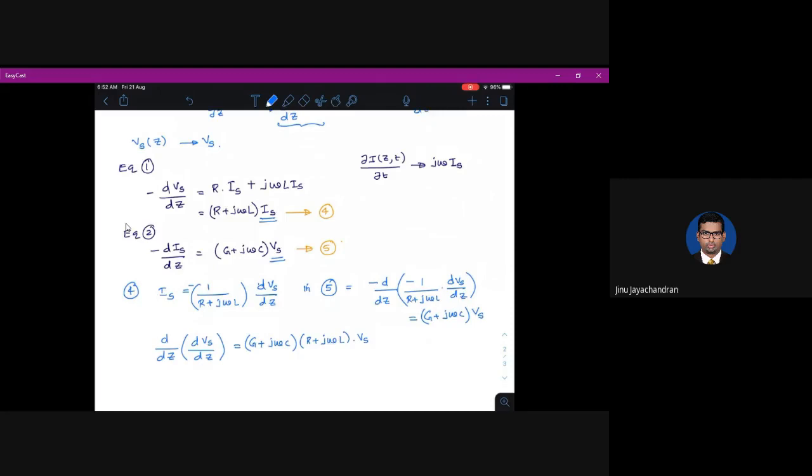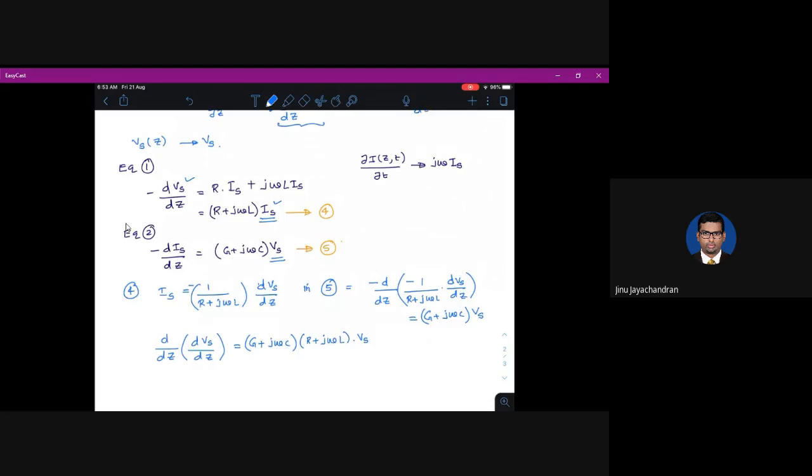Okay, so let me explain it again. In this equation, you have Is and Vs. Our main aim is to have an equation only in terms of either Is or Vs. Both the equations have both the variables, so we are trying to solve the equations so that we can have only one variable in the equation.